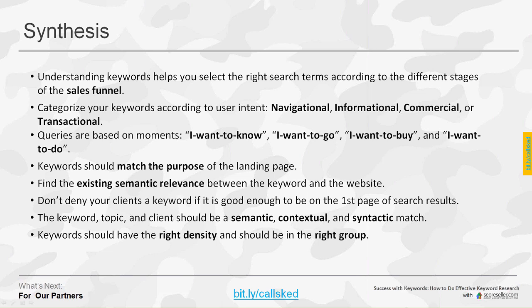Find existing semantic relevance between the keywords that the client wants and the website. And if that relationship is not there, ask your client, if you want this commercial term, are you willing to build a commercial page? If you want this informational term, are you ready to build an informational page? And if the answer is no, then they can't have that keyword, right?